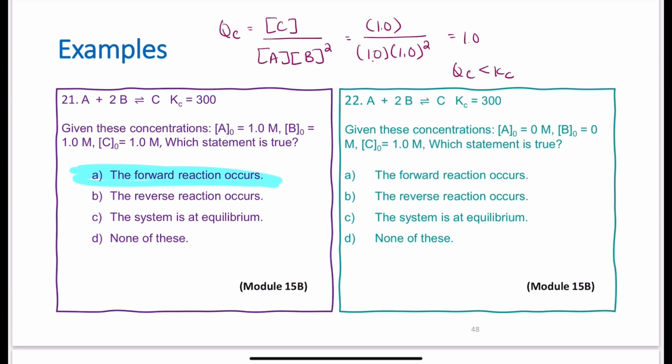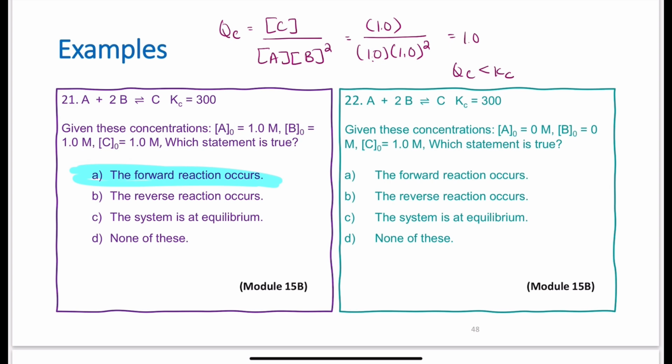Number 22. Students want to solve this mathematically, but you can't. They want to plug this in just like I just did, and then they see things and say, I divide by 0, I don't know how to divide by 0. It's not defined. You're right, but it's because we're solving these questions mathematically without really thinking about what it means.